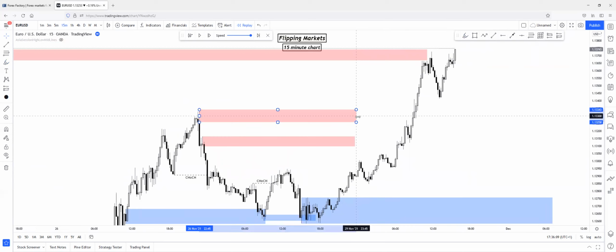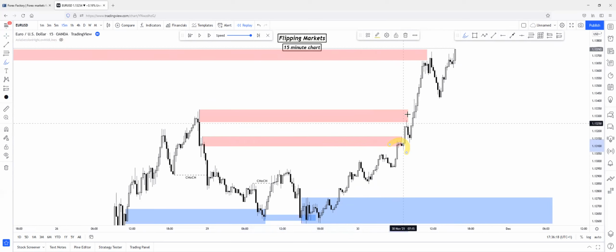Okay, let's focus on the supply zones. As you can see, this supply wick is a flip zone. Also, this supply wick is a flip zone too, but this is less valuable because it didn't have that much reaction as the extreme one. So, okay, I will just delete this one and focus on the extreme one.